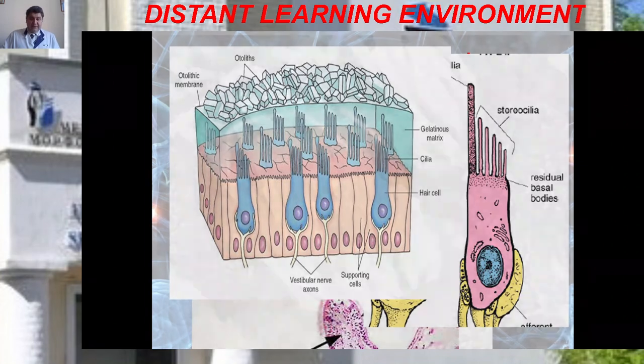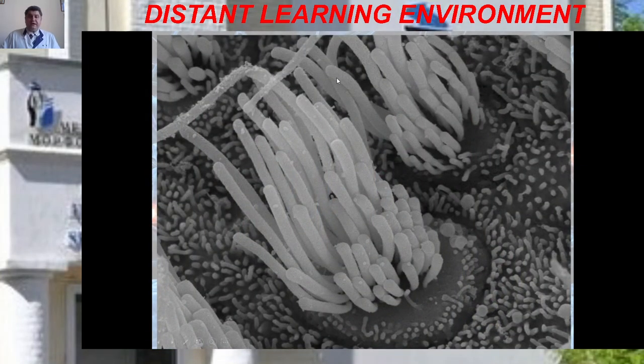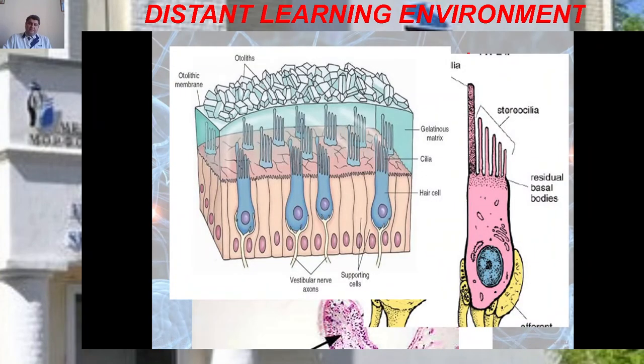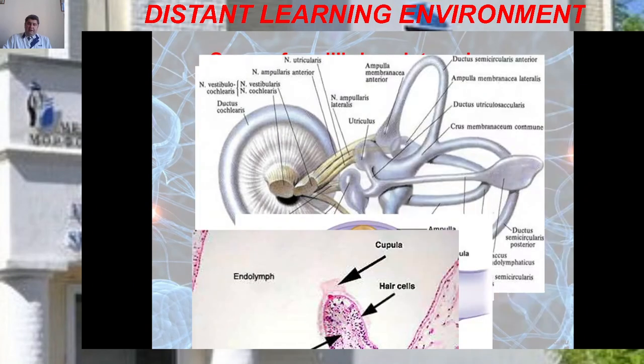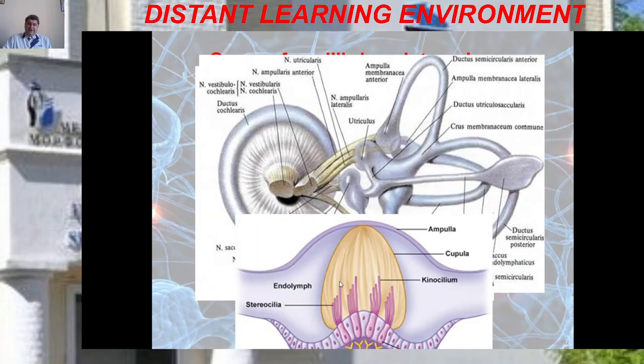So, also you can see hair cells of the macula here. You may see ampullar crests here with hair cells and part of the nerve terminals.